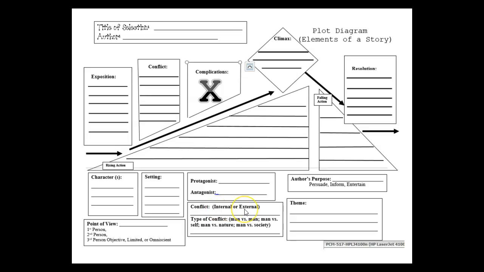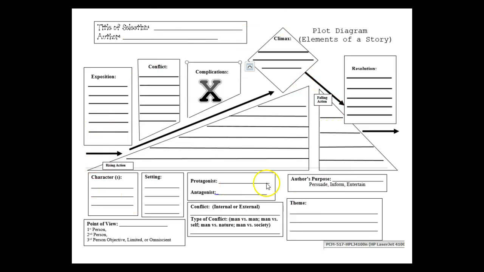Then we'll have the conflict. Is it internal or external? And what type of conflict is it? Is it man versus man, man versus self, man versus nature, man versus society? We even have some new ones, man versus technology, man versus supernatural. But we'll get into that later. And then, of course, the theme. What do we learn from this story? What did the author want us to learn?